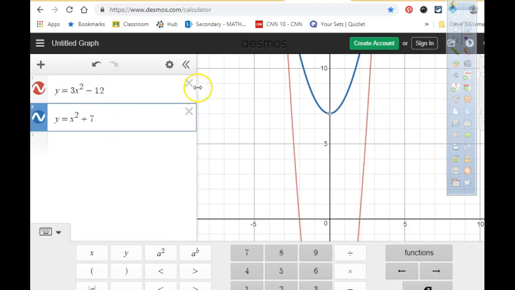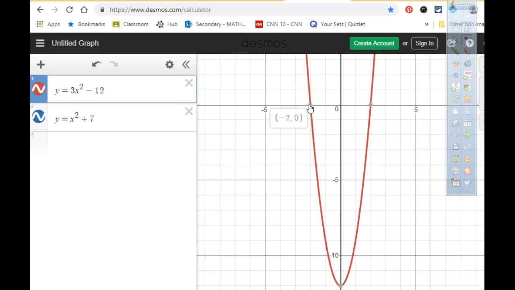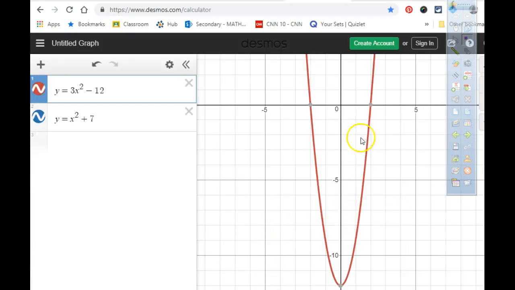So here is the 3x squared minus 12. When I look at that, what do I know? This point right down here is at 0, negative 12. And when you solve 3x squared minus 12 equals 0, you get positive and negative 2. Those are the 2 points that you are looking at. This is the 2, 0. This is the negative 2, 0.